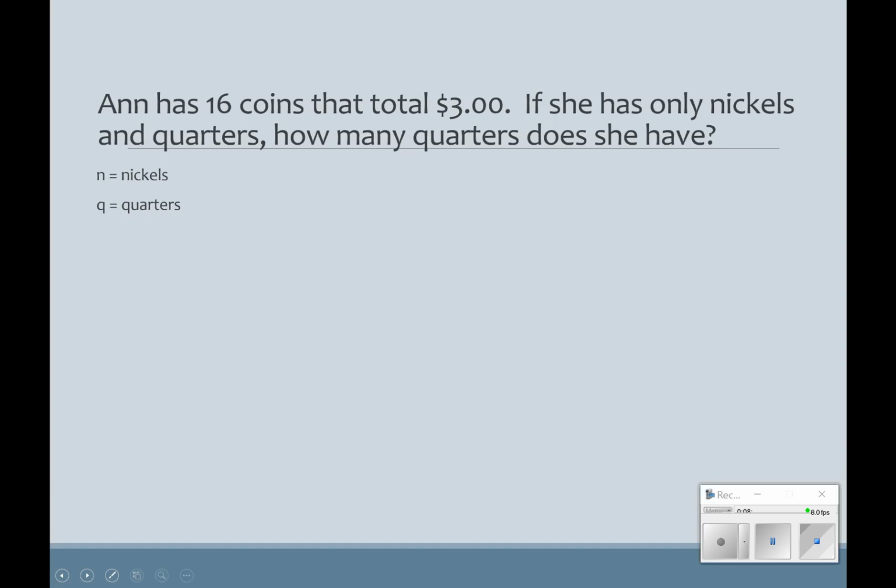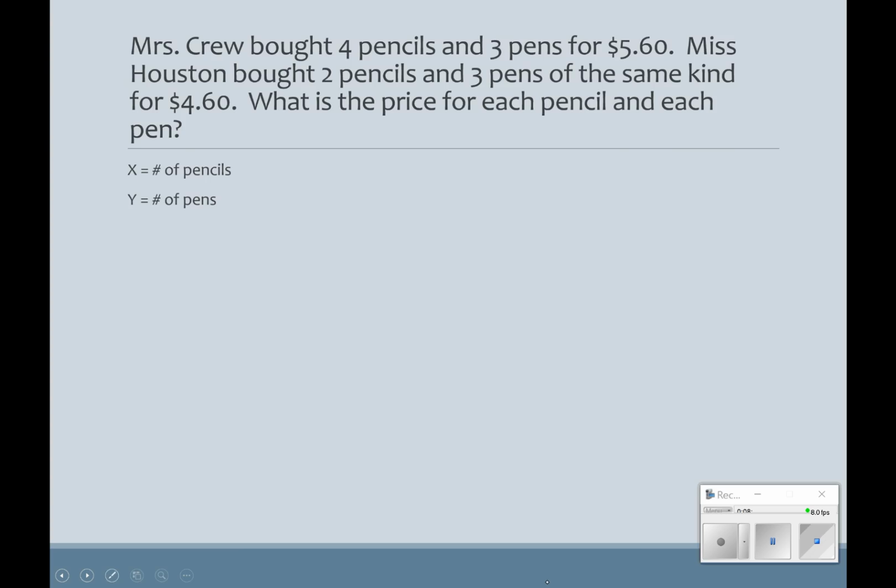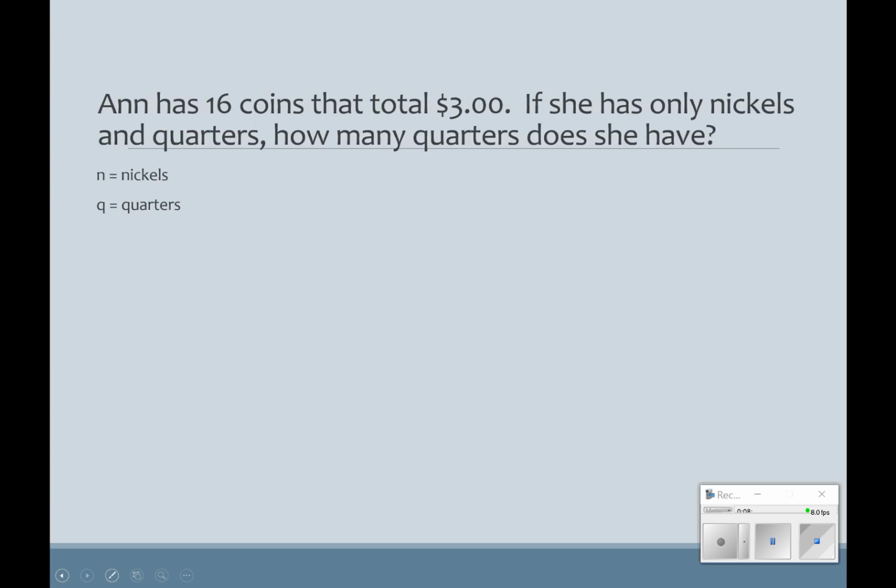Okay. Money. Anna has 16 coins that total $3. If she only has nickels and quarters, how many quarters does she have? So we have an equation for the number of coins. And that's just going to be n for nickels plus q for quarters equals 16 coins. And then we have for the money, for the value.